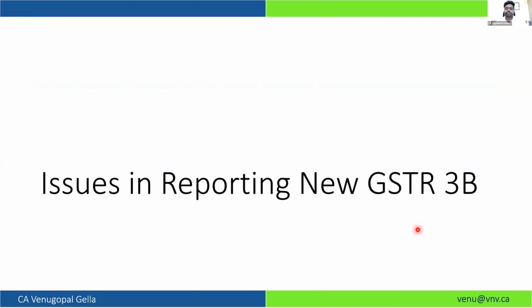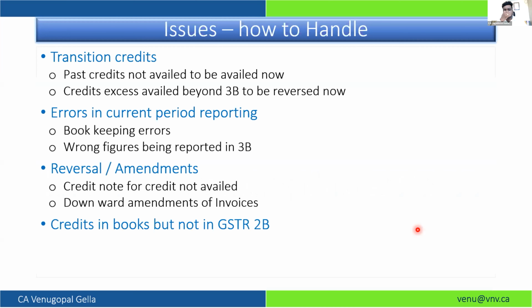So let's see the issues and reporting in the new GSTR transaction credit. Past credits, let's say April, May, June, July credits, all those credits, where will we report them now? Suppose I want to avail a credit that I have not availed in the previous period. In the current period, I will add it to the 4A5 auto-populated figure and disclose it in 4D1.